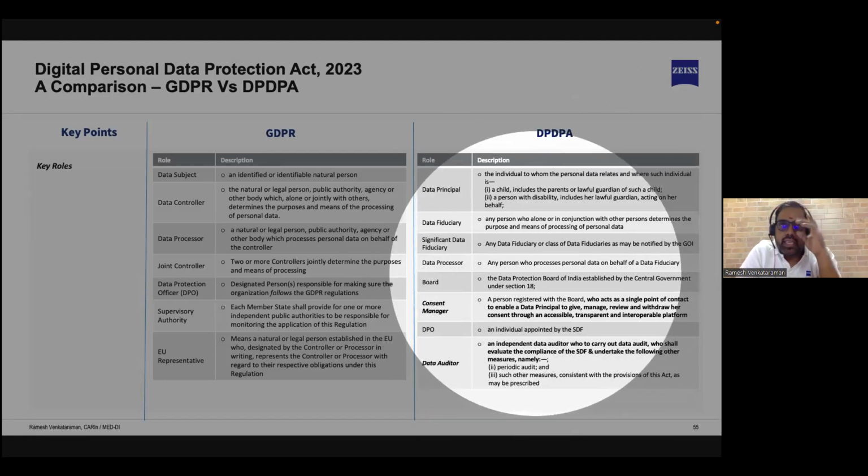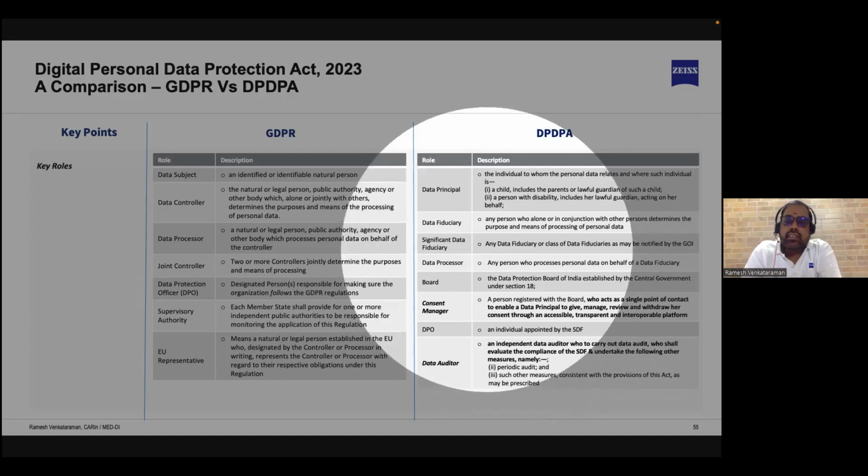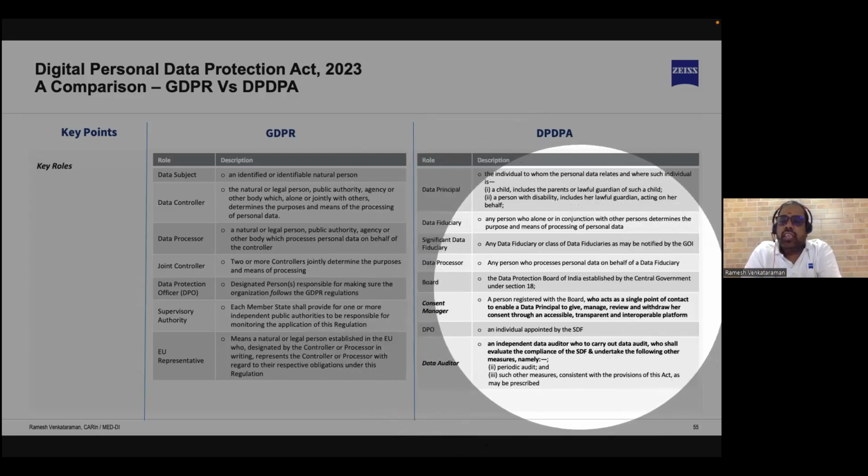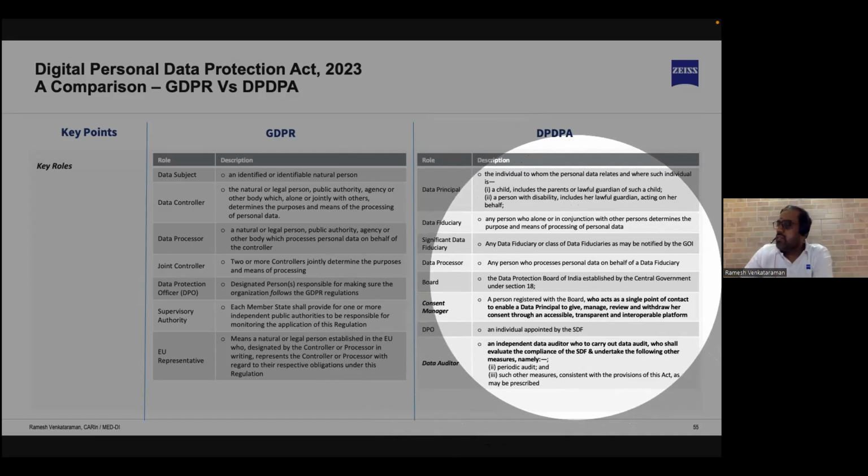Data fiduciary is nothing but the data controller who, alone or in conjunction with somebody, determines the purpose for processing my data. Processing is a very big definition, right? Everything is getting covered, whether it is collection, storage, manipulation, transmission, archival, disposal even. The important one here is the significant data fiduciary: a data fiduciary or class of data fiduciaries would be identified as a significant data fiduciary. And as I said earlier, they come with their own obligations that need to be covered. We will talk about it.